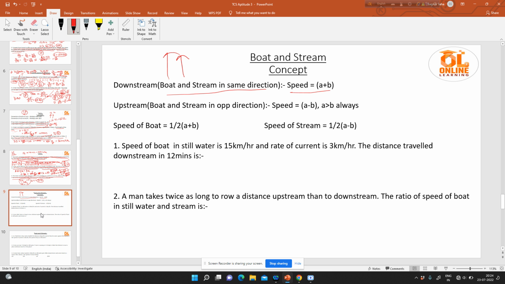Upstream means boat and stream are in opposite direction. The boat is going here, the stream is flowing here, so their speed would be the difference, a minus b, and always a should be greater than b, otherwise the boat will not move, right? If you want to find the speed of boat, it would be half of a plus b, where a is the downstream and b is the upstream. And speed of stream would be half of a minus b, a is downstream, b is upstream.